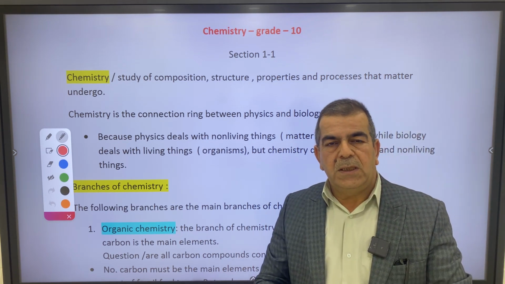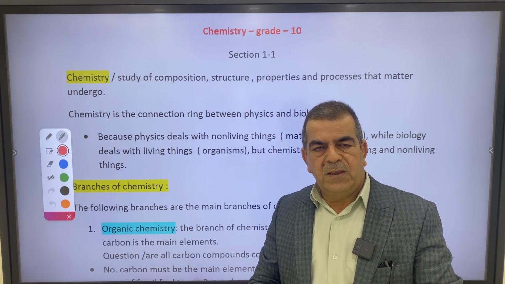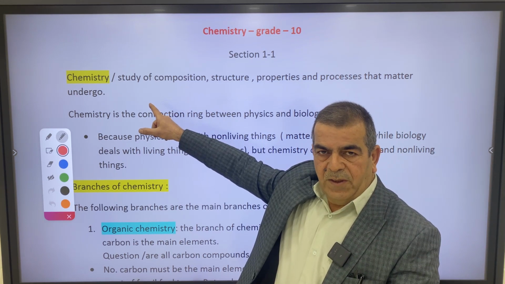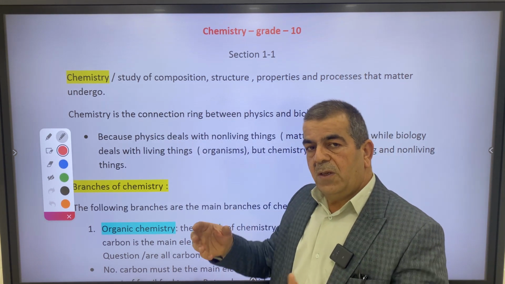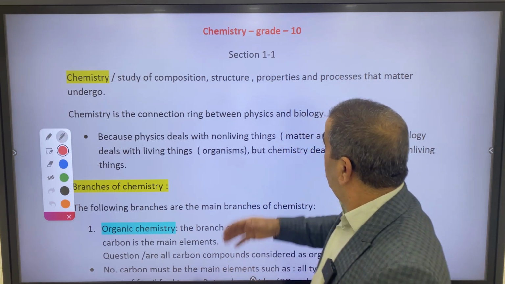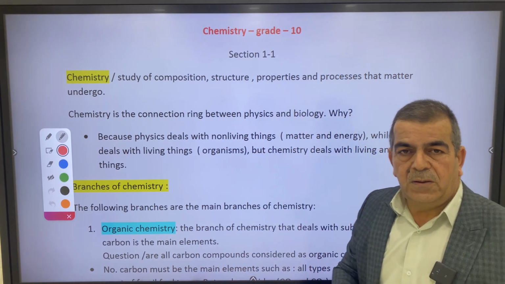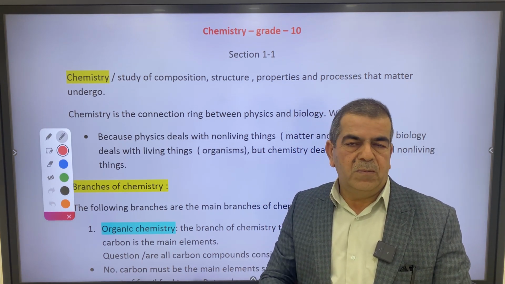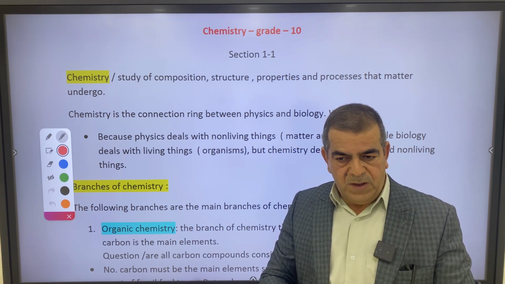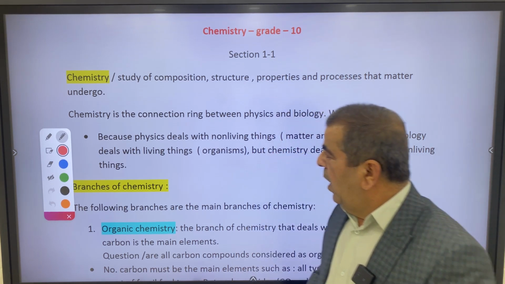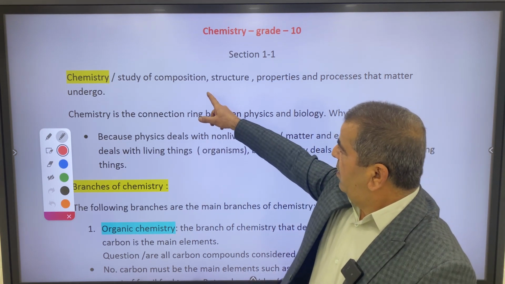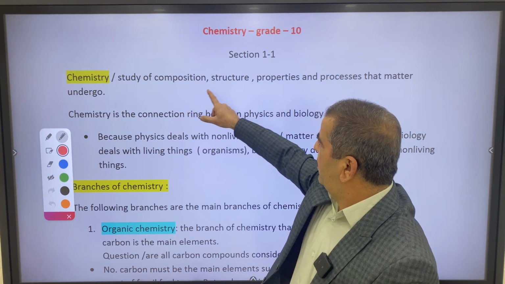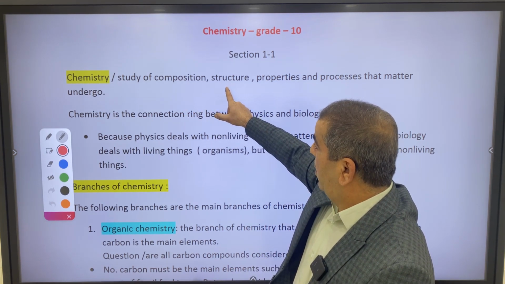us some clarifications about the composition: made up of what? Of course, they are made up of atoms. Structure: how the atoms are connected to each other. Properties: how they behave when they undergo some change or conditions. So chemistry is the study of composition, what matter is made up of, and structure, how atoms are bonded to each other.